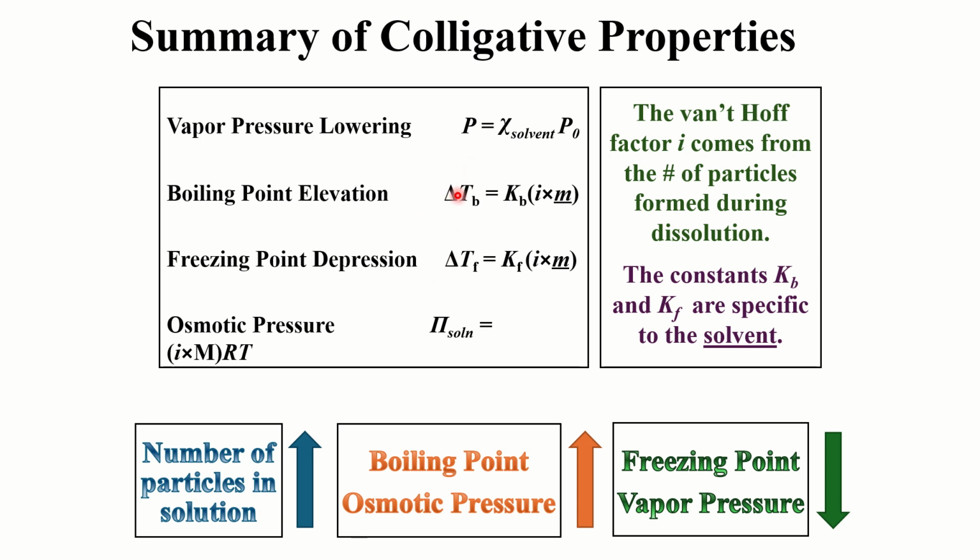So you need to take this and add it to the boiling point of the solvent, or here you would take your delta TF value and subtract it from the freezing point of the solvent. And then osmotic pressure, sorry, my slide got a little messed up here. It's pi, the osmotic pressure of the solution, equals i times M times R times T.